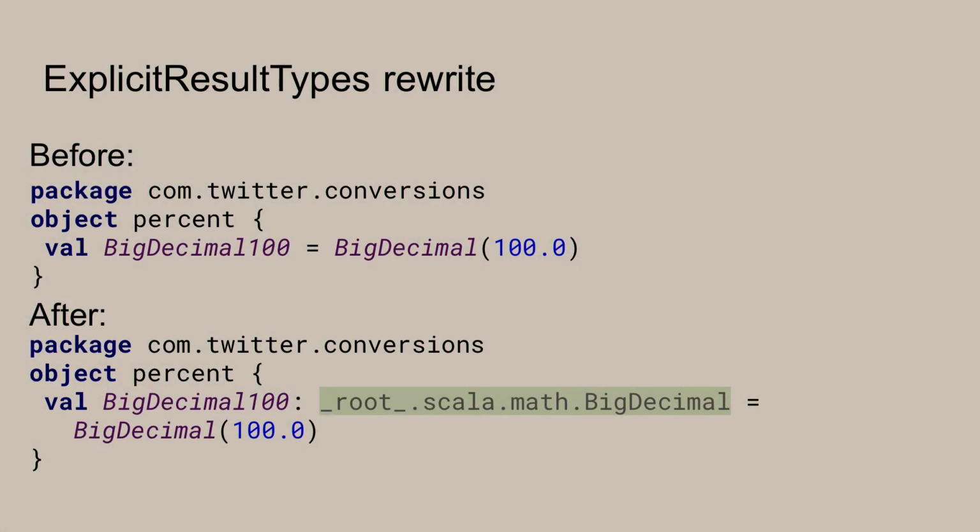As an example of this rewrite, we have a simple Scala object. It has this field, BigDecimal 100, and it's not annotated. After the rewrite, I have in light green whatever the rewrite adds. The rewrite doesn't clean up the type that is added; that's just the fully qualified name. But hopefully you get the idea. It's basically just annotating the type. So the only difference between these two files is pretty small, which makes the scope of this project not too big.